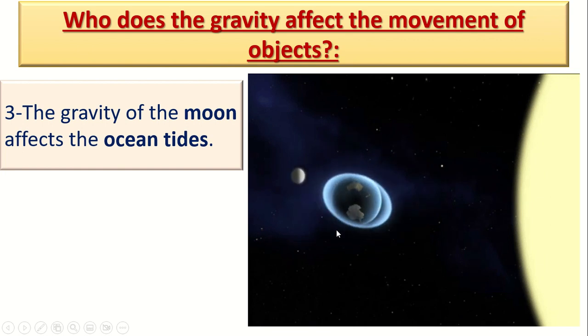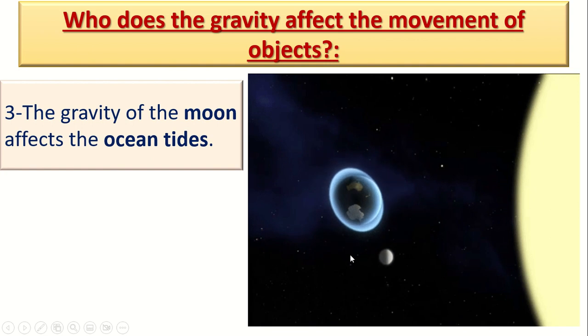Why is the moon attracted to the earth and the earth is not attracted to the moon? Because the earth is bigger. The earth has more mass than the moon, so the earth is attracting or pulling the moon. When the moon is revolving around the earth, it affects the oceans. When the moon is passing around the earth, it attracts some of the water of the ocean.